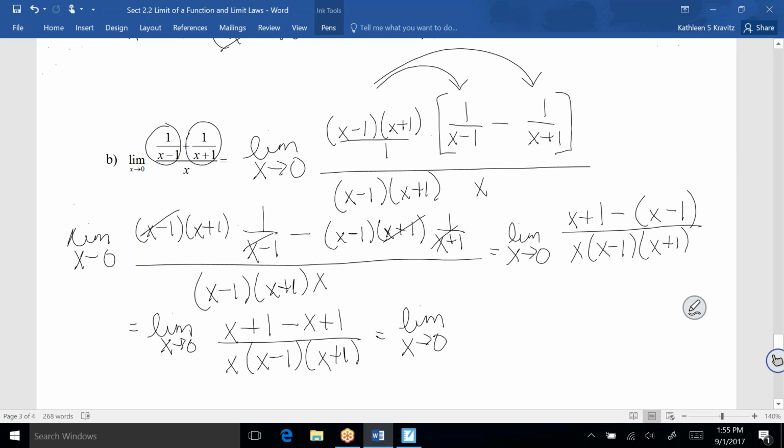All right, then we have in the numerator x minus x is 0, and 1 plus 1 is 2. Or x minus x, x plus 1 plus x minus x. All right.